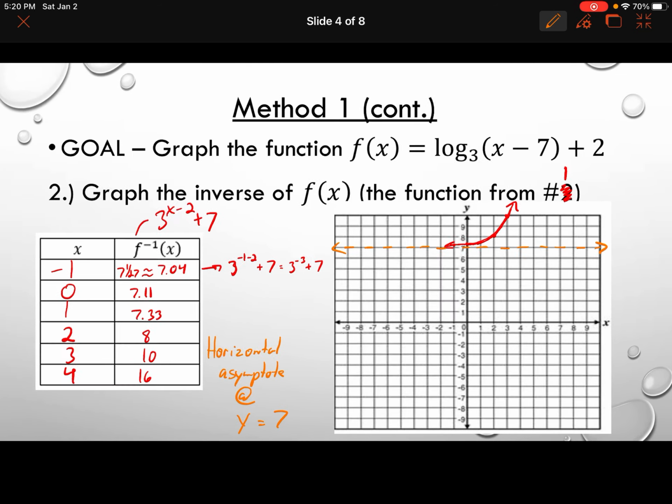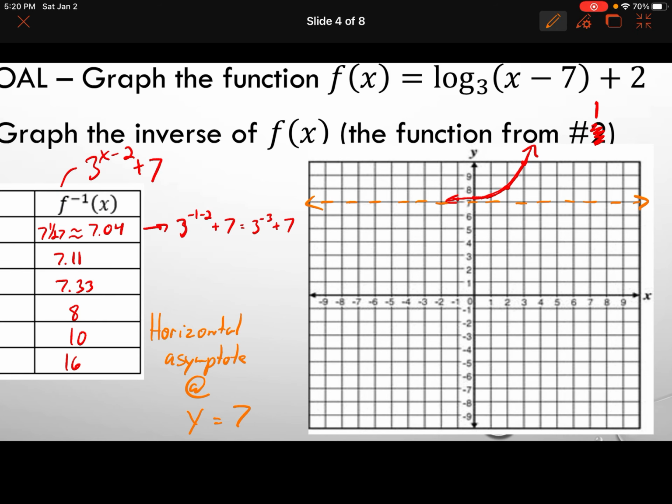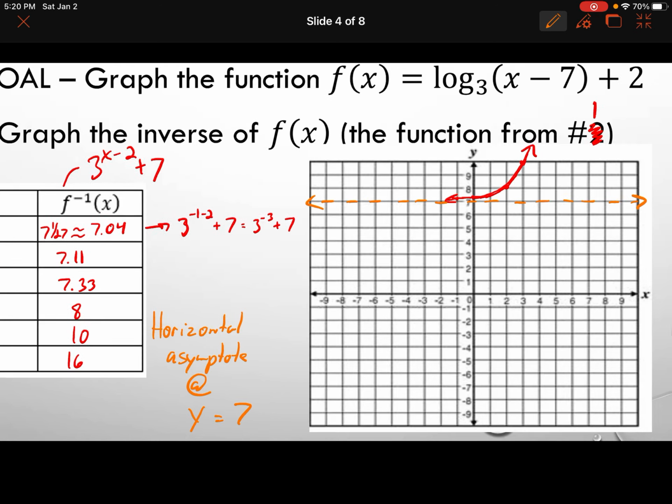Remember, all exponential graphs do have a horizontal asymptote, and that's going to come into play as well when we graph the log graph. As this graph goes to the left, it gets closer and closer to y equals 7, but never touches it. And hence, that's why it's an asymptote.